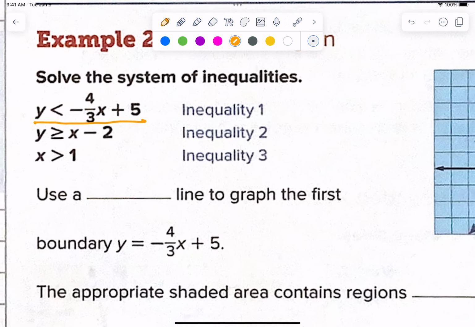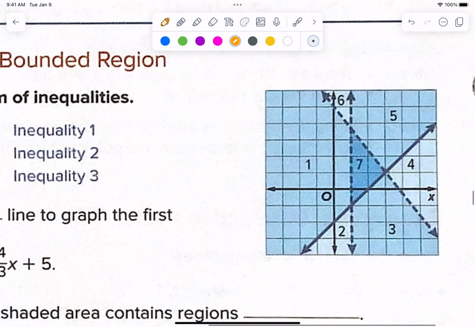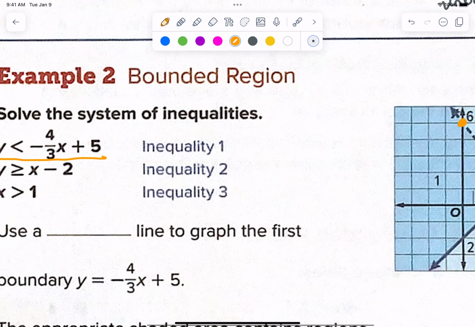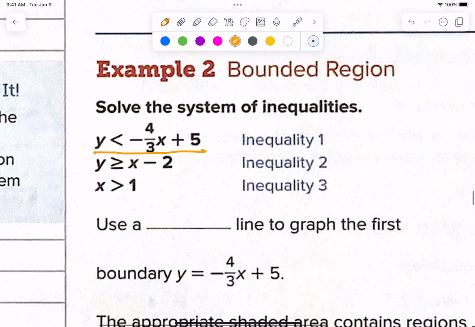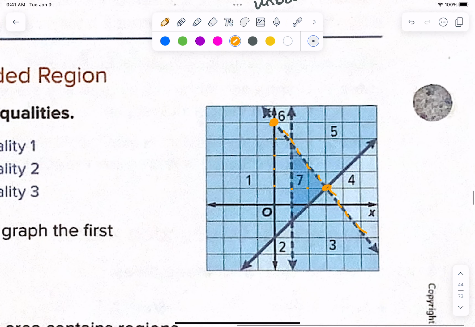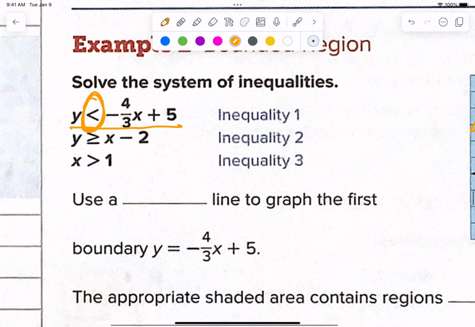They started there, that first one, at 5. Then we go down 4 over 3. Down 1, 2, 3, 4 over 1, 2, 3, and we have him right there. And he has a dotted line. Do you see why he's a dotted line? No equal to. And we've shaded below. So this guy is shading down here. Look at that mess that we have. Shaded below.